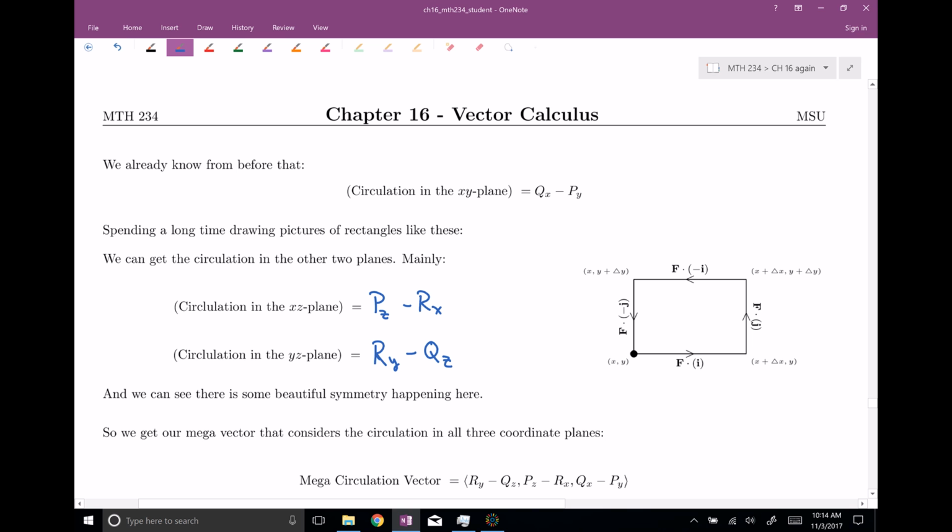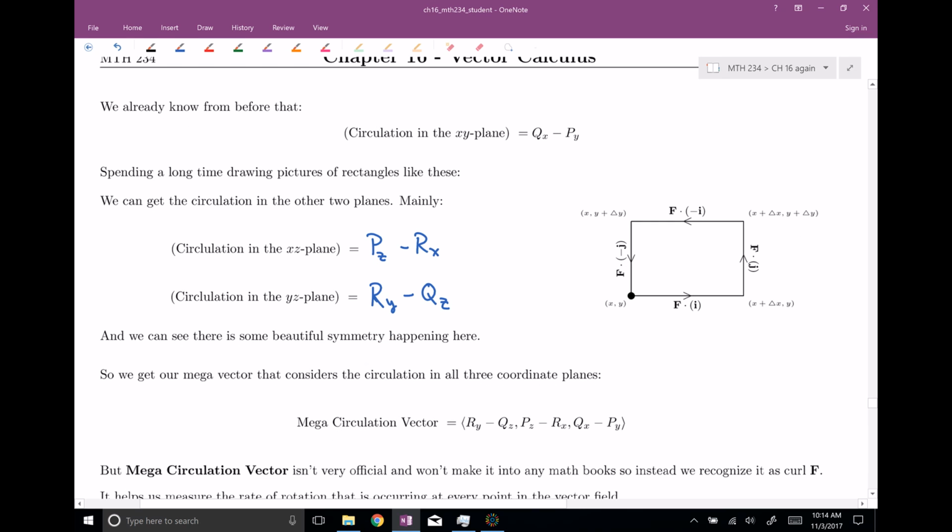And so, if we want a vector that talks about circulation, right? Again, we can put all of these things, the circulation in the XY plane, the circulation in the XZ plane, the circulation in the YZ plane, into a vector. So I'm going to go ahead and put those things as the components in my vector. And we're making this mega circulation vector, right? So this is a vector that talks about circulation at points.